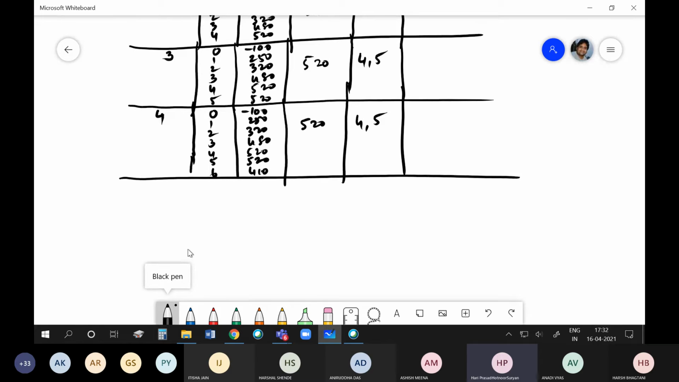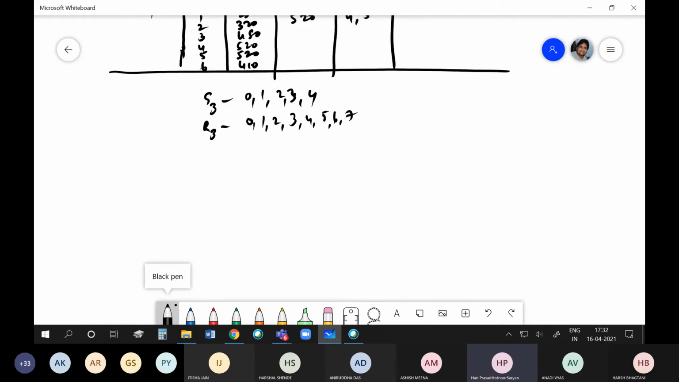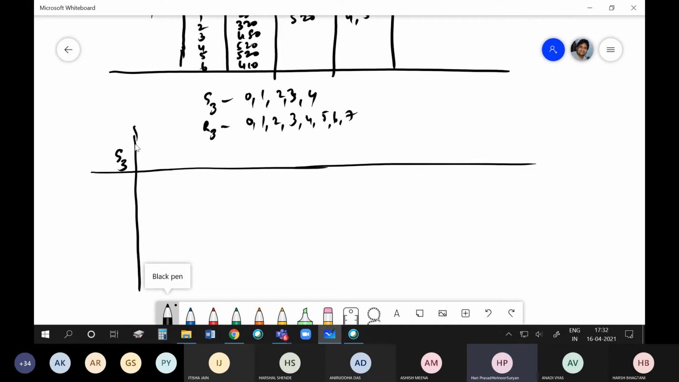So the possible values of S3 are 0 to 4. And what are the possible values of R3? 0 to 7. So now let us prepare a table for this. This dynamic programming is a little cumbersome because you have to put a lot of tables. I am finding it difficult to put it on this board; if it had been a blackboard, I would have done it.